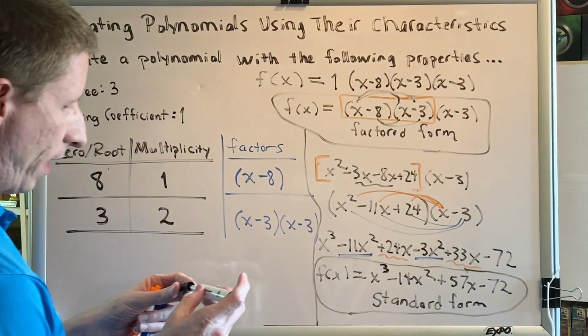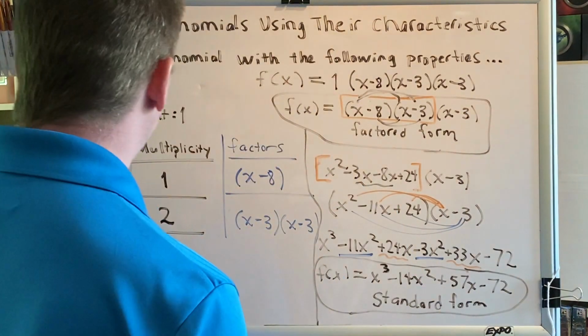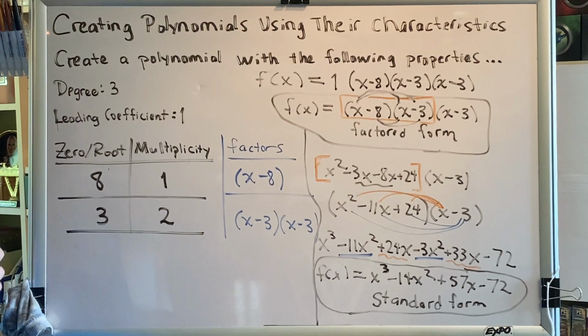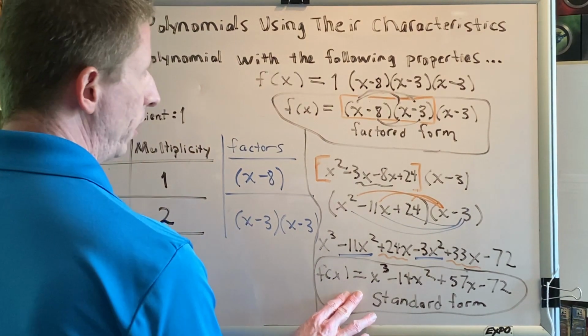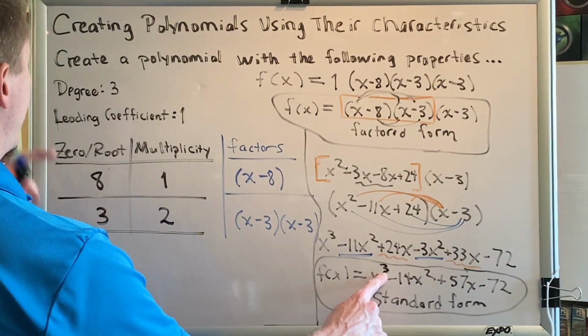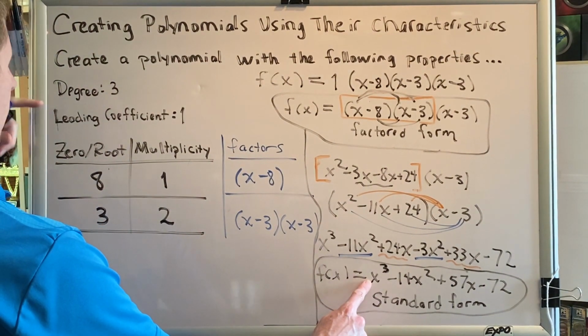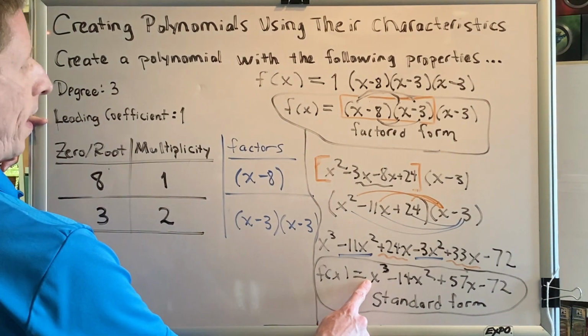Okay, we have our 2 final answers, but let's do a quick double check just to make sure we've met all of the criteria. We need degree 3 with a leading coefficient of 1. For a polynomial in standard form, the leading term tells you both of those things. The highest exponent is the degree, 3, which matches, and the coefficient is the leading coefficient, 1, which matches.